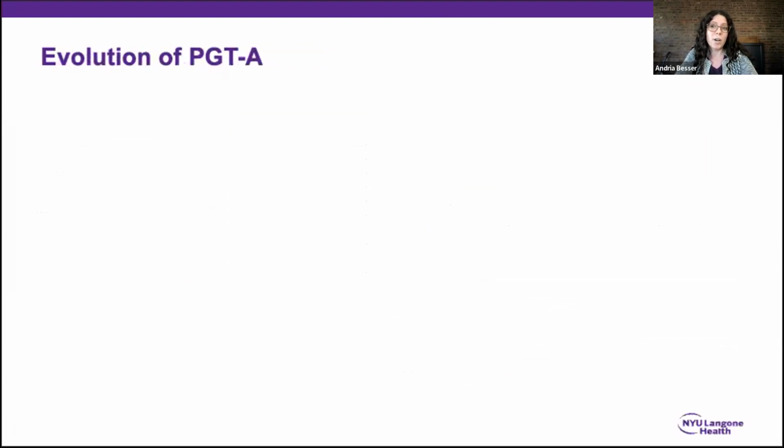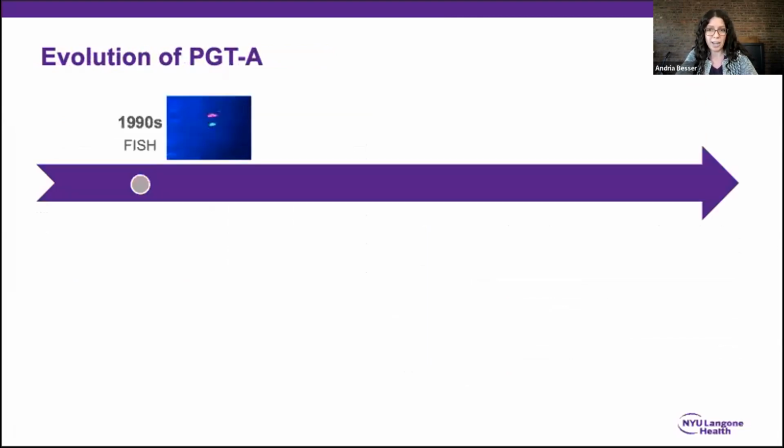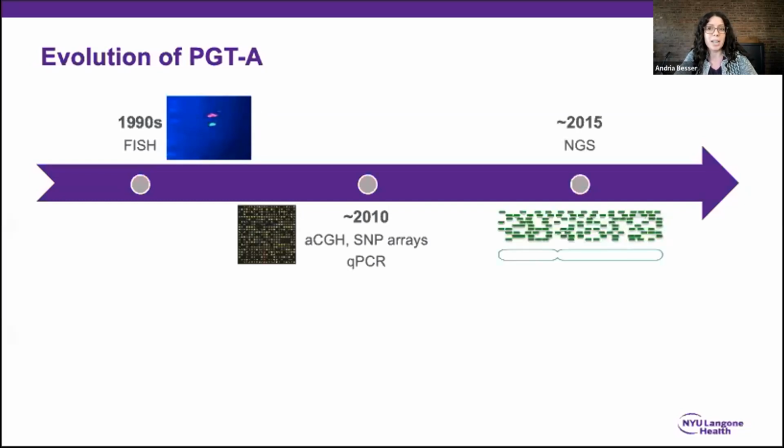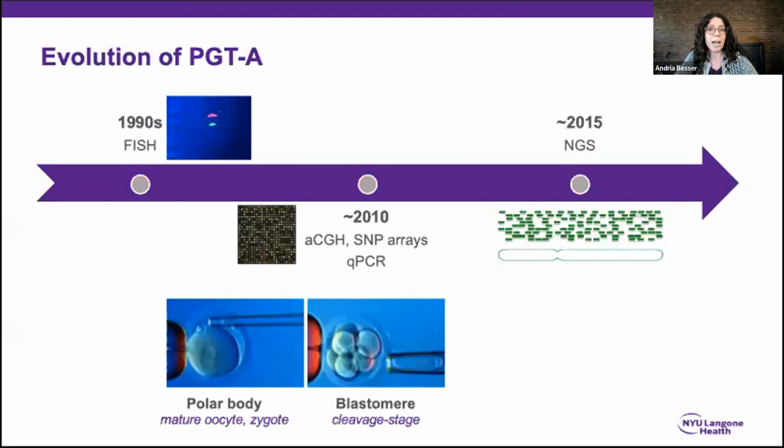So PGTA has evolved quite a bit since its inception in the early 90s, when we could only test for a handful of chromosomes by FISH. And then there was the first 24 chromosome screening that emerged around 2010. A few years later, it shifted towards next generation sequencing, which is the most common way that PGTA is practiced today. There's also been a shift in biopsy technique.